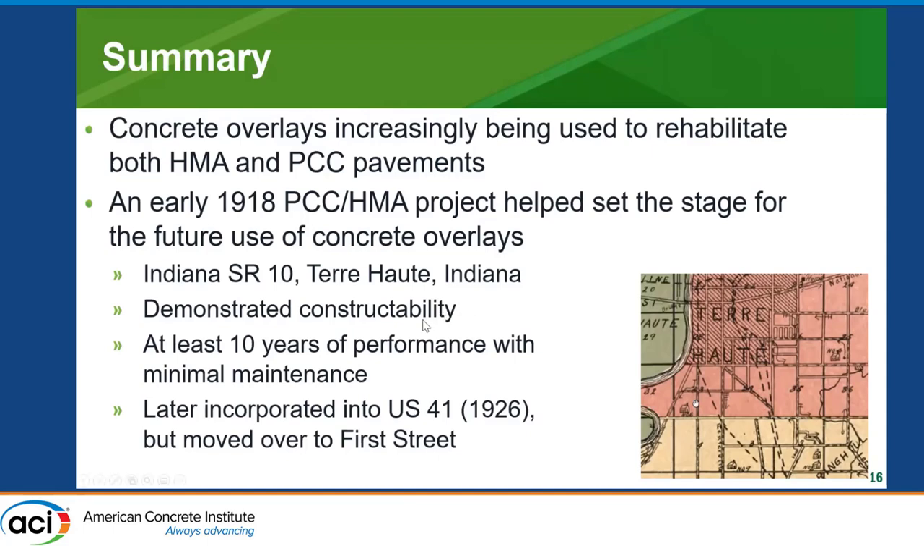This project was later incorporated into US 41 in 1926, but then later the entire US 41, I think sometime in the 1930s or so, was moved about a mile over to First Street. So there was a segment of it on US 41 that served traffic, but then later all of US 41 was moved over to First Street to hit more of the downtown area of Terre Haute. So again, as best as I can tell, it provided about 10 years of performance, and then I think it must have been replaced and removed some point after that.